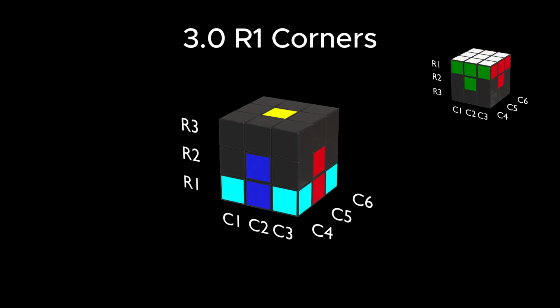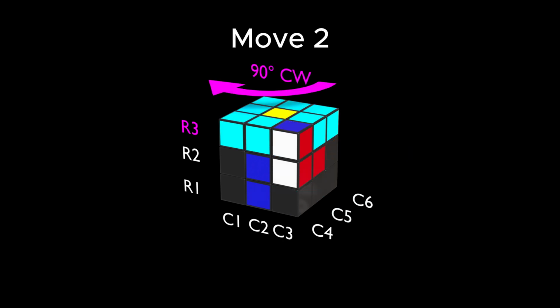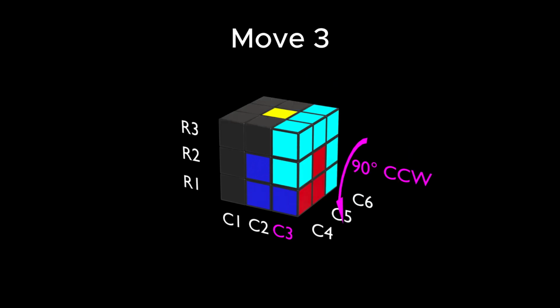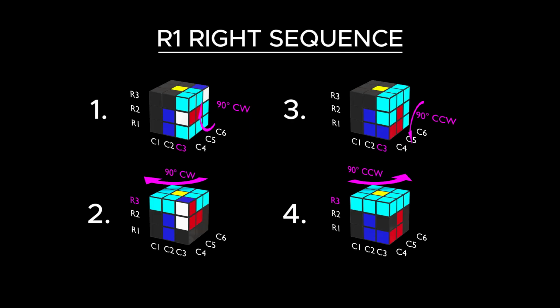Step 3. Resolve row 1 corners. First, we need to learn the most useful set of moves in the Rubik puzzle. Move 1. Rotate column 3 90 degrees clockwise. Move 2. Rotate row 3 90 degrees clockwise. Move 3. Rotate column 3 90 degrees counterclockwise. Move 4. Rotate row 3 90 degrees counterclockwise. Please remember this set of 4 moves in sequence from 1 to 4. We will call it our 1 right. This sequence will be used frequently.